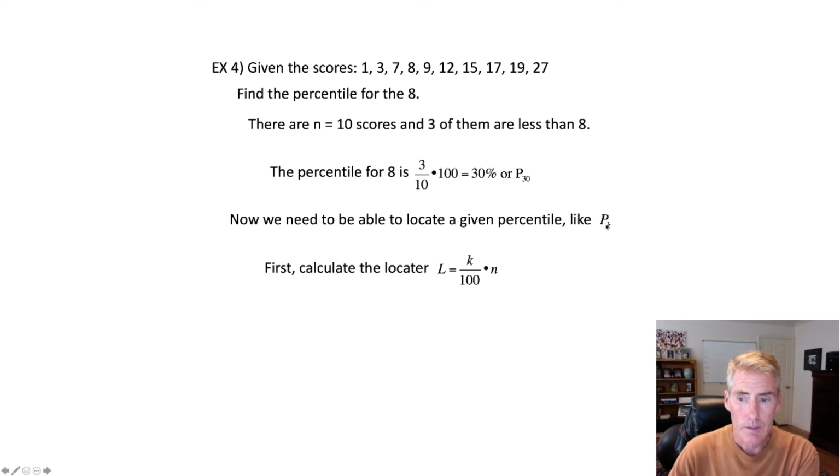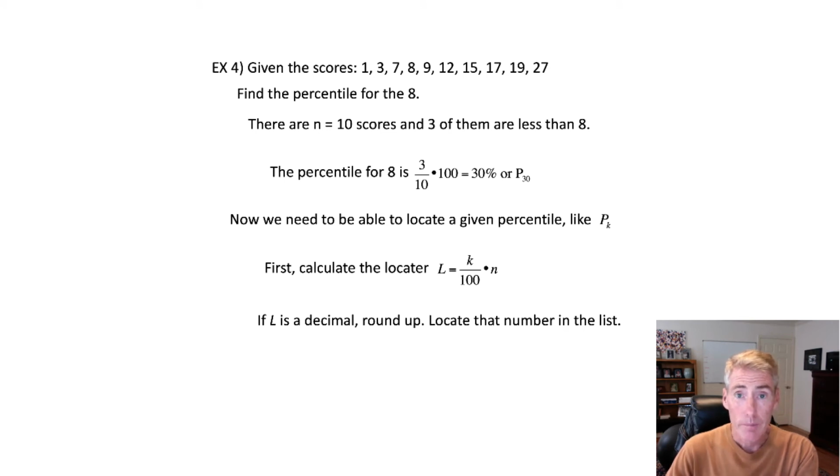So you take this number right here, the K, divide by 100 to change it to a decimal, and then you multiply by how many numbers there are, n. Now, if that number is a decimal, just round up. And I mean round up to the next whole number. So even if it said 9.1, that means go past the 9th score, you're going to have to go to the 10th score. So no matter what decimal it is, you round up to the next whole number, and then you find that number in the list.